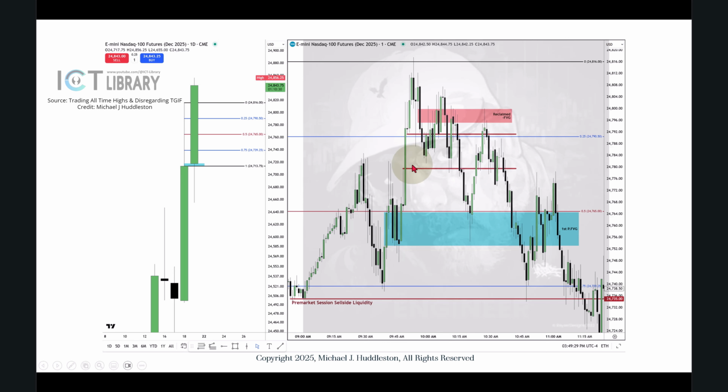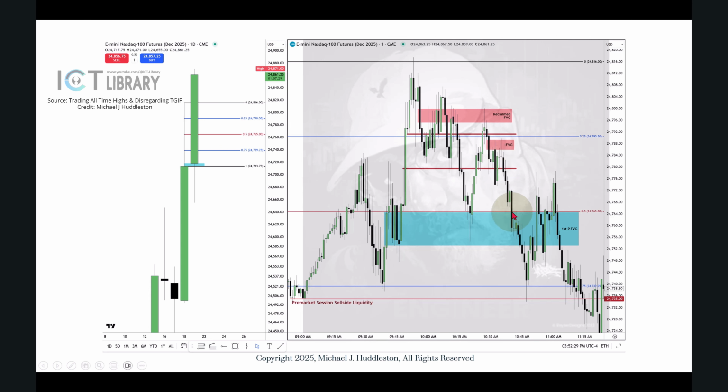Now, this imbalance in here, we want to see it break through that. And around here, consequent encroachment is trading there. And if you look real small, there's a fair value gap in that little area as well. So these are all things that were pertinent to this. And the market trades lower.